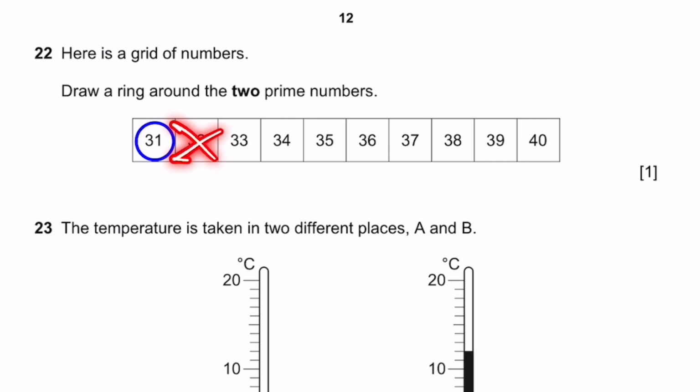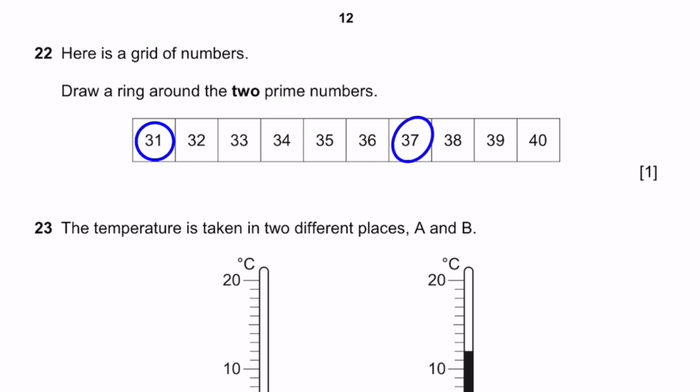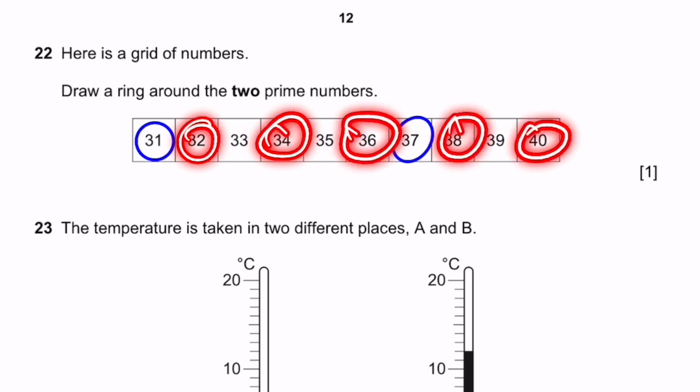32. No. 33. No. Not 34. Not 35. Not 36. 37. It's a prime number. Not 38. Not 39. Not 40. Why not 33? 3 into 11 is 33. 35, 7 into 5. 39, 3 into 13. And the others are all even numbers, so they're divisible by 2.